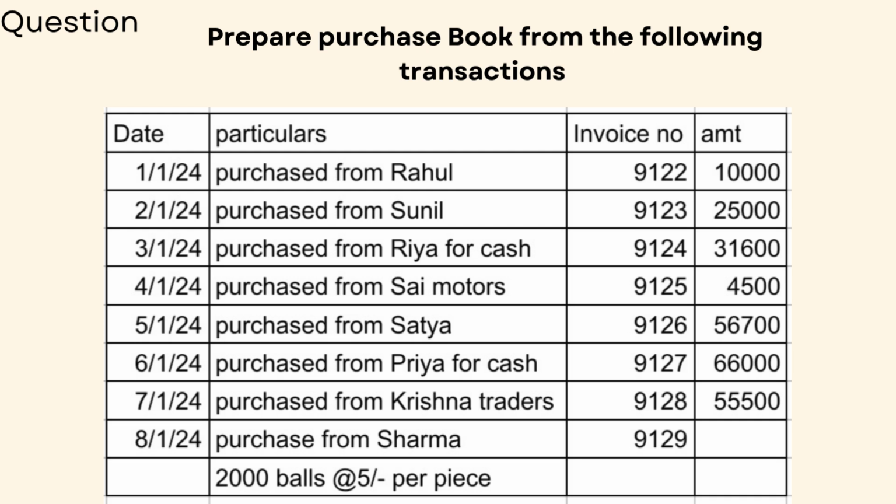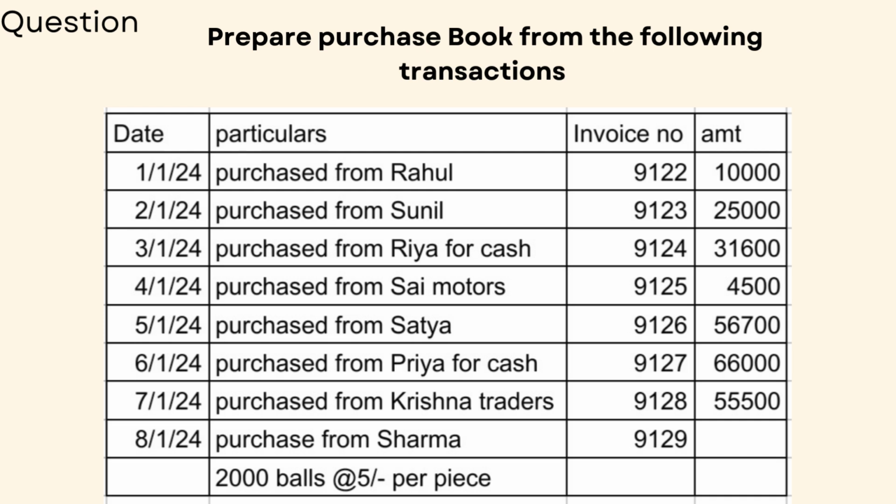How to identify? I have already made a video related to identification of transactions, and I'll provide you the link in the description box, as well as it will pop up in the i-card on the top of the screen. Please do watch it. Now, purchased from Rahul, credit transaction. Second, purchase from Sunil, credit. Third, purchase from Ria for cash. For cash is mentioned, so it is not a credit transaction. Therefore, you need to ignore this transaction and not write it in the purchase book.